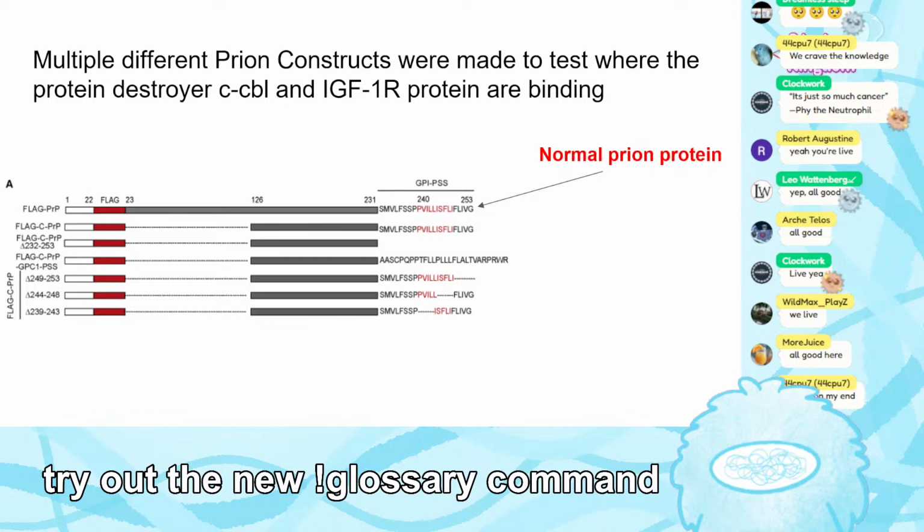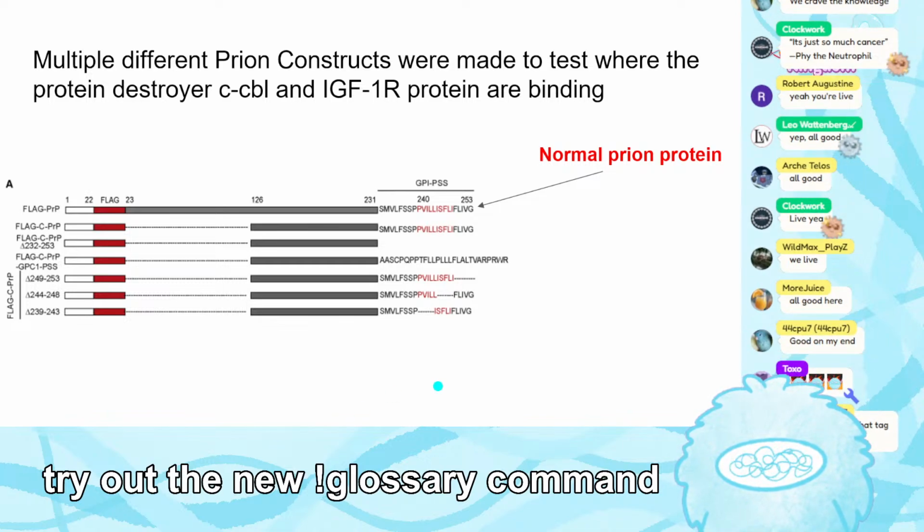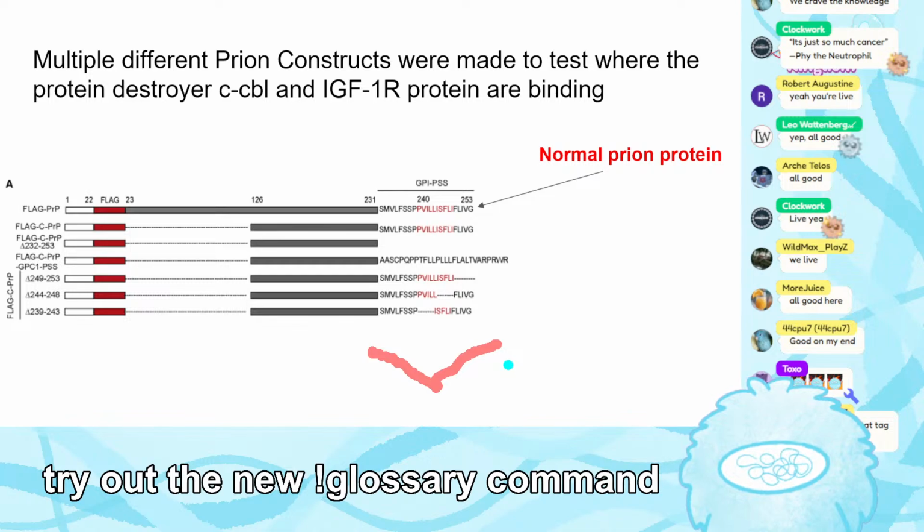And here you can see a region of the prion protein called the GPI PSS, which I'm not going to get too deep into, but this is a region of the prion protein that is important for signaling that sticks out into the cytoplasm.